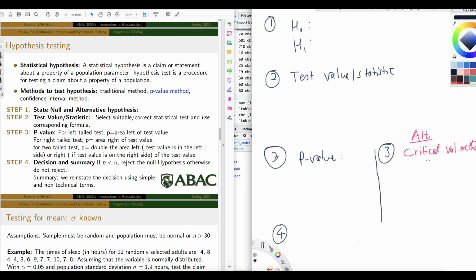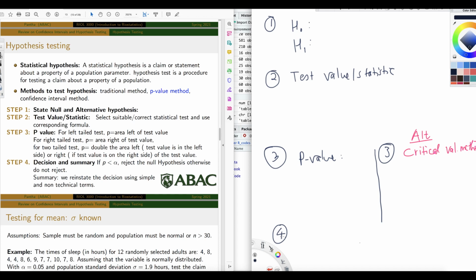So how do I know? If it is a right tail test, the right side of the critical value is the critical region. If it is a left tail test, the left side of the critical value is the critical region. If it is a two tail test, both the left end and the right end will be the critical region. If the test statistic falls in the critical region, we reject the null hypothesis, otherwise we do not.